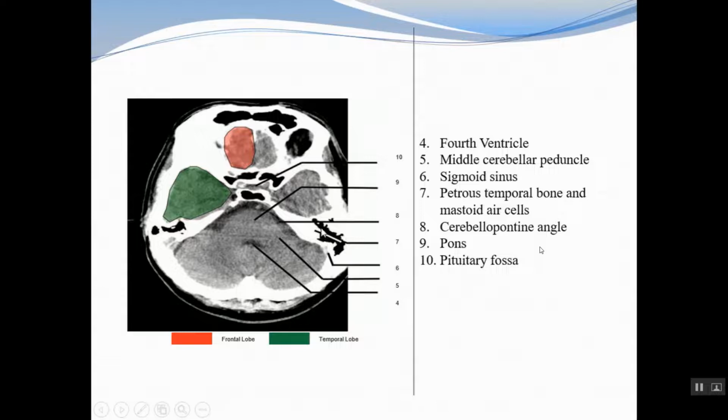This is the petrous temporal bone and mastoid air cells. This is the cerebellopontine angle. This is the bone, and this is the pituitary fossa or pituitary gland.